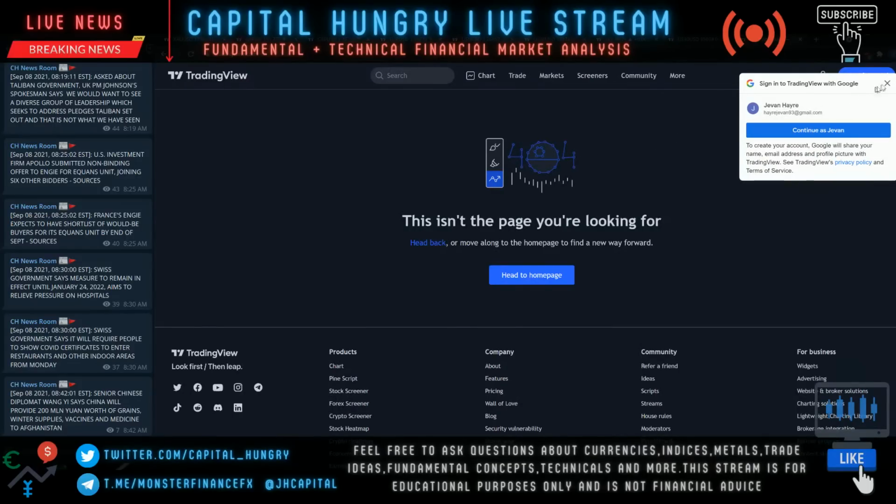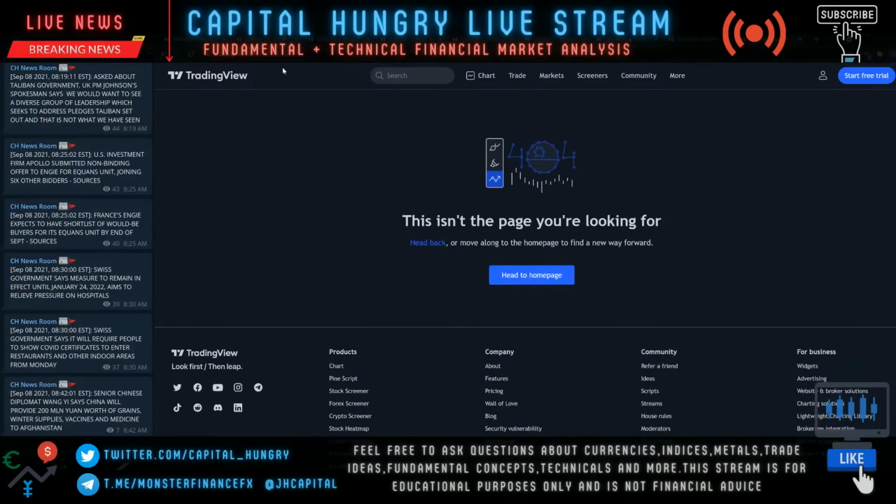This one didn't work. Am I putting in the code right? What do I have to put in here? Just TradingView, then the code, right? Let me try this again.